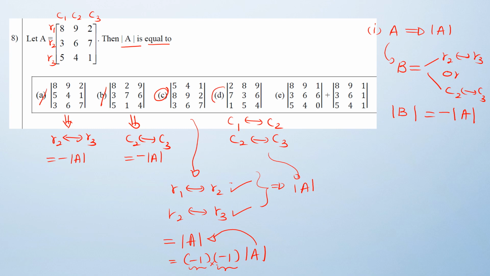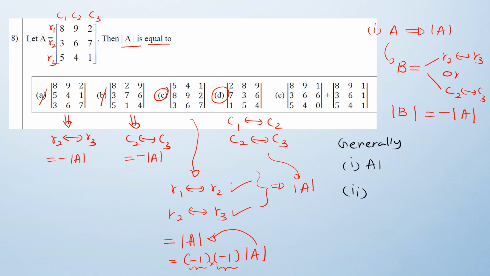So D will be a correct answer. Similarly, we can check E. For E, normally, generally, we have two identities.